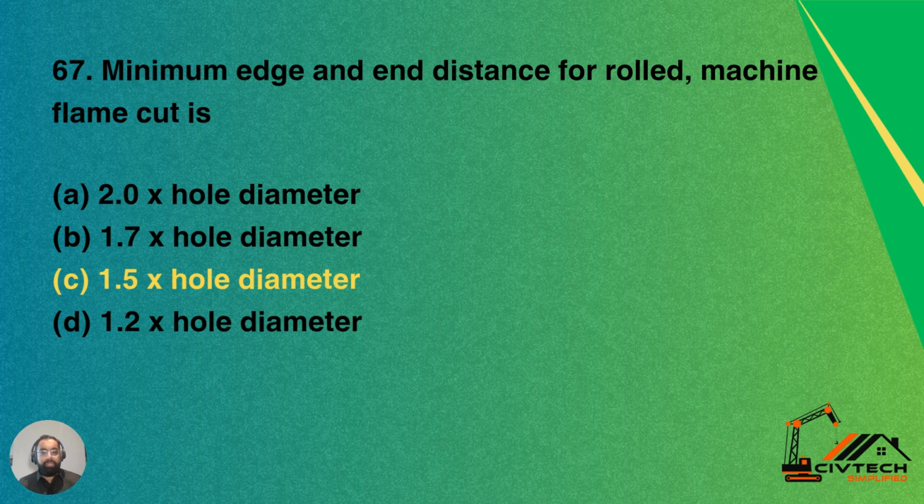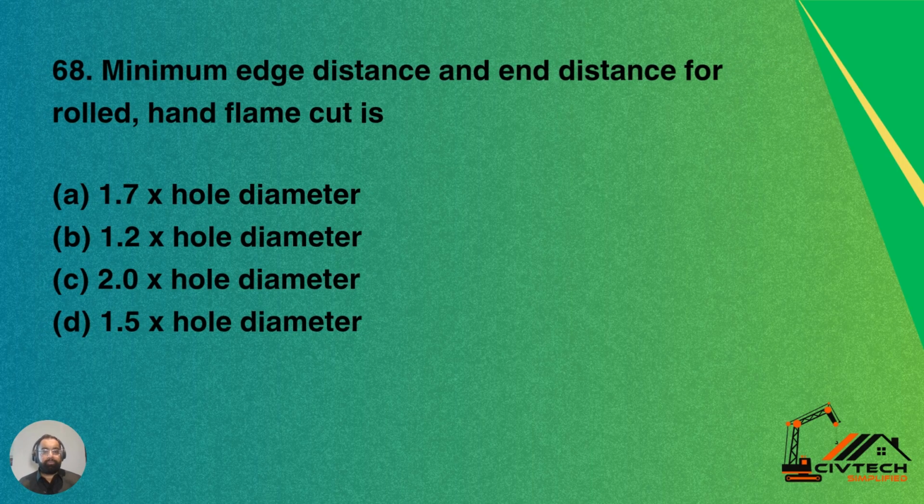67. Minimum edge and end distance for rolled machine flame cut is: option A, 2 into hole diameter; option B, 1.7 into hole diameter; option C, 1.5 into hole diameter; option D, 1.2 into hole diameter. So minimum edge and end distance is equal to 1.5 times the hole diameter. C is the correct answer for this question.